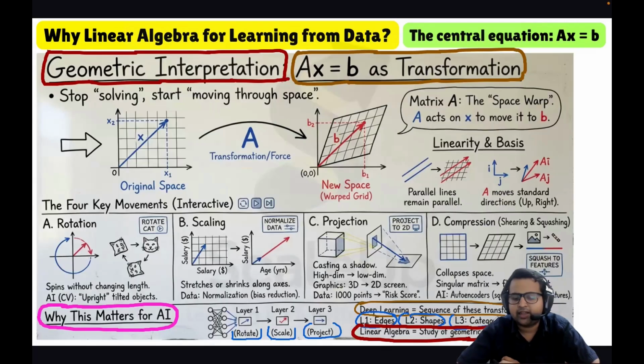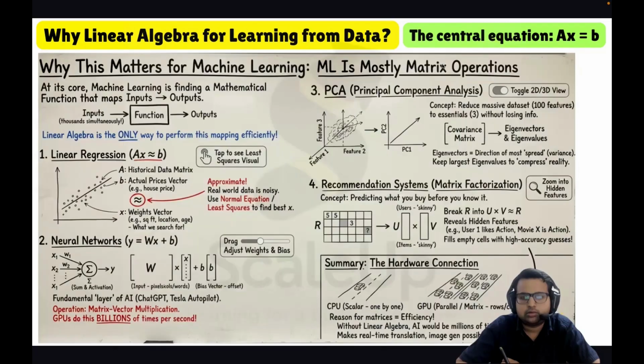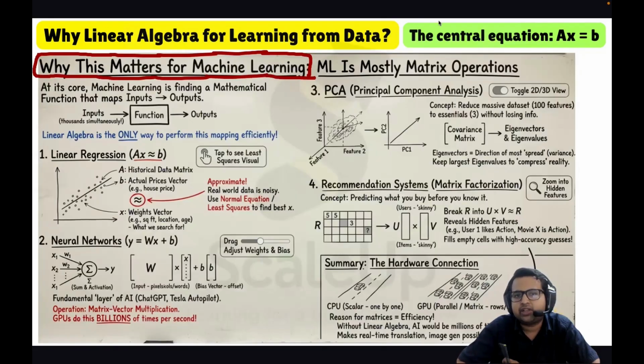By understanding the transformation matrix, we know exactly how the data is being reshaped as it moves through the brain of the AI. Now we will discuss why the central equation of linear algebra, AX = B, matters for machine learning, or what the significance of the equation AX = B is in machine learning.